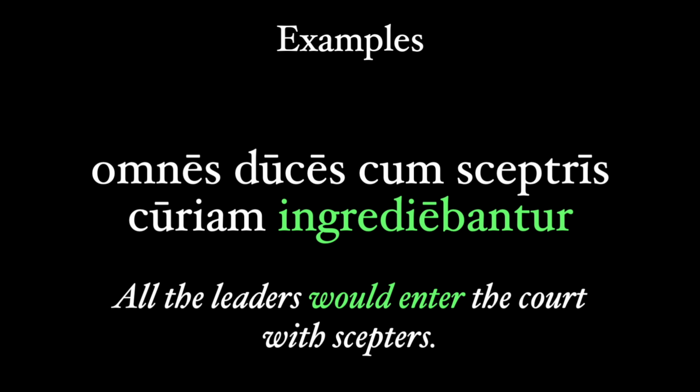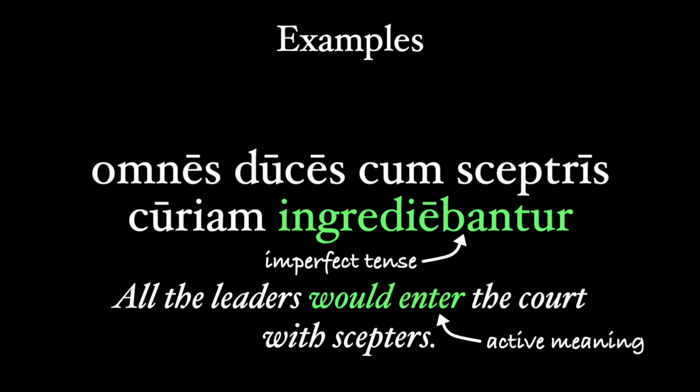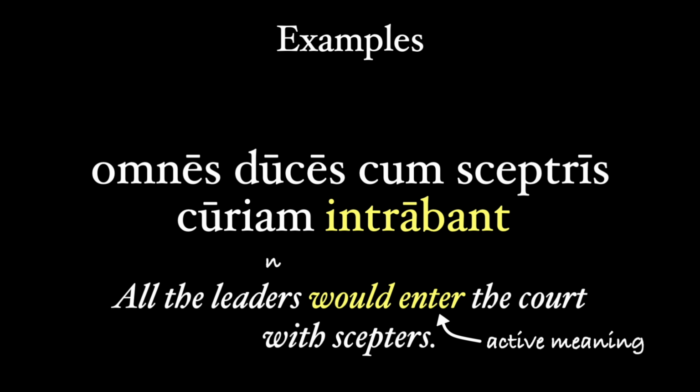Omnes duces cum sceptris curiam ingrediebantur. All the leaders would enter the curia, or court, with scepters. Ingrediebantur is in the imperfect tense, note the -ba- infix, but it's active in meaning, and we could easily replace it with an active verb like intrabant, without any change in meaning.